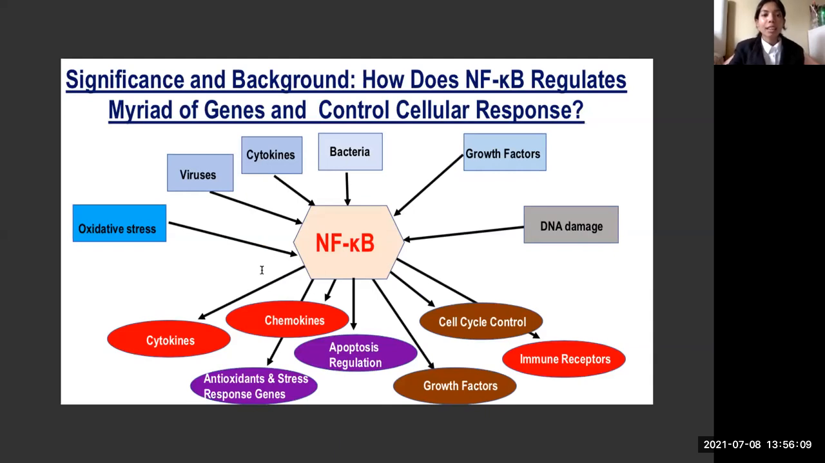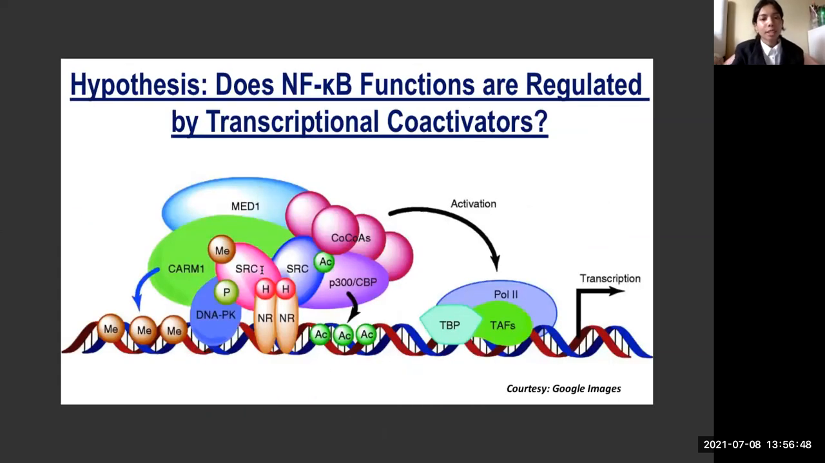Significance and background. How does NF-kappa B regulate a myriad of genes and control cellular response? The transcriptional activation of NF-kappa B is triggered by microbial infections, necrotic cellular agents, genotoxic and oxidative stress, and pro-inflammatory cytokines. Subsequently, the NF-kappa B directed biological functions culminate by inhibiting apoptosis, promoting cell proliferation, and stimulating angiogenesis and metastasis. Given that NF-kappa B controls many target genes, the mechanistic knowledge of the molecular linkage between inflammation and cancers remains incomplete.